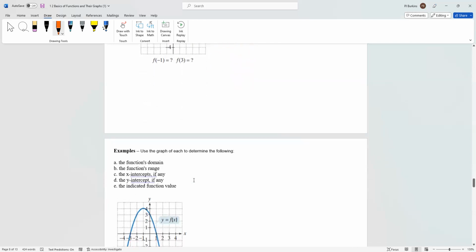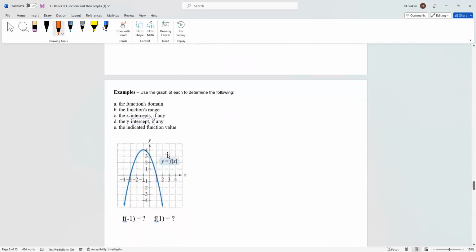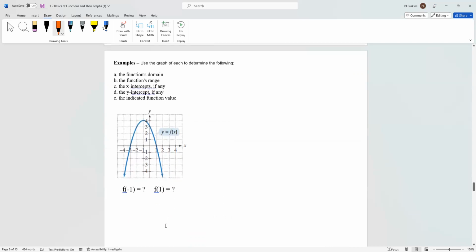So for each of these graphs, they're going to ask us to find the domain, the range, any x-intercepts, y-intercepts, and the indicated values that are asked for underneath of the graphs. Okay. So let's take a look at this first one here. So the function's domain. Let's actually change up the color here. Okay, so the function's domain.